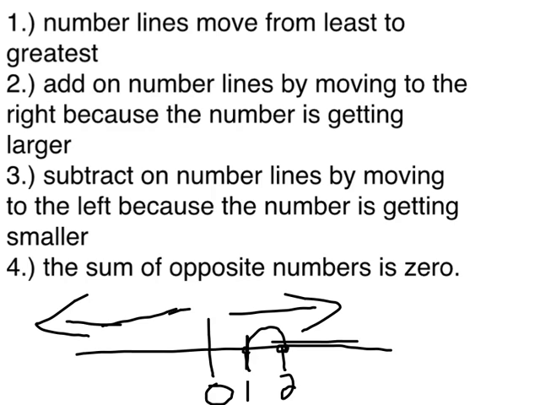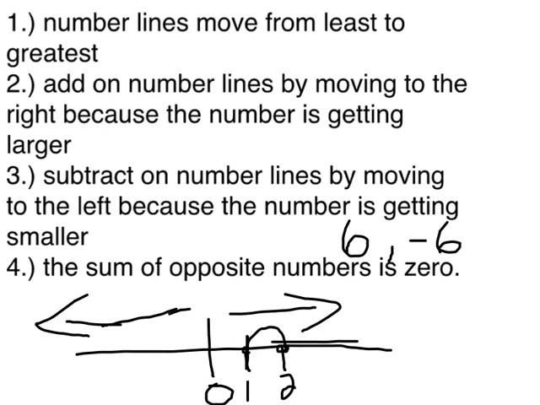Subtract on the number lines by moving left because the number is getting smaller. Make sure that's in your notes. Lastly, the sum of opposite numbers is 0. So an example of an opposite number, if I just had the number 6, the opposite of 6 is negative 6. If I put those together, I'll get 0. We talked about that a little bit in class today.